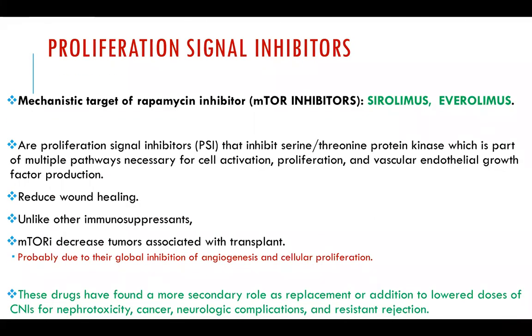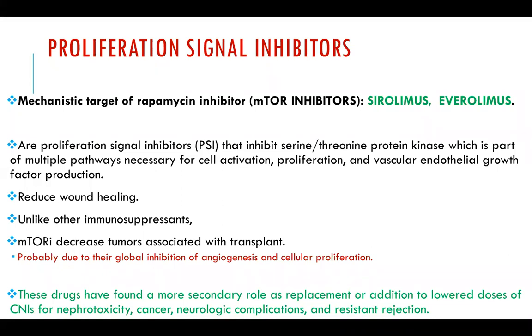Proliferation signal inhibitors, mechanistic target of rapamycin inhibitors or mTOR inhibitors like sirolimus and everolimus, are proliferation signal inhibitors that inhibit serine threonine protein kinase, which is part of multiple pathways necessary for cell activation, proliferation, and vascular endothelial growth factor production. It can also affect wound healing.